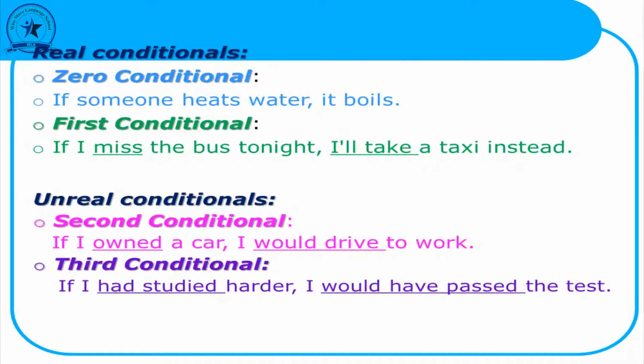The unreal conditionals, which are the second and the third conditional. Examine the following sentences, please. If I owned a car, I would drive to work. Again, this is a result which depends on something in the past. The third conditional: if I had studied harder, I would have passed the test. And actually, we use such a condition for feeling regret. I feel sorry for not studying hard and also for not passing the test.